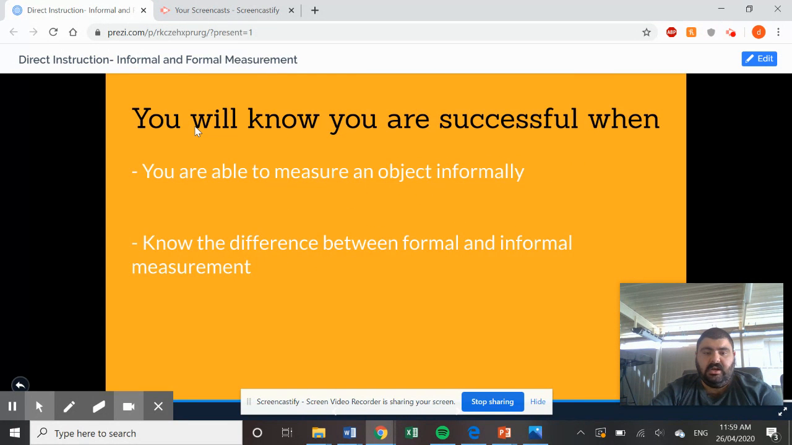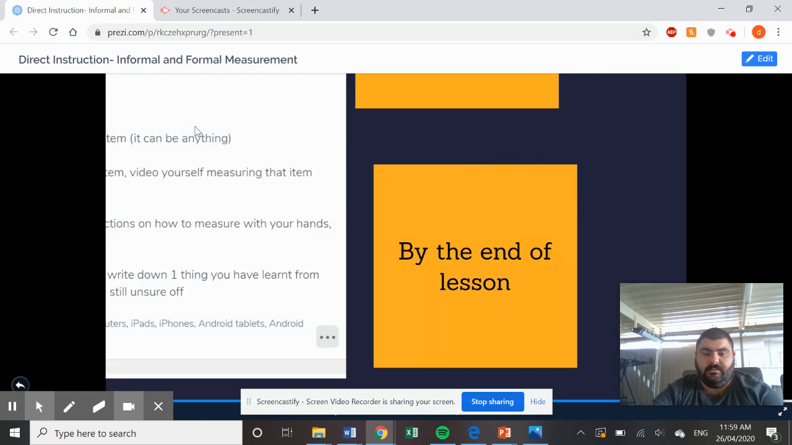By the end of this lesson, I want you to measure an object informally, properly and accurately, and know the difference between formal and informal measurement.